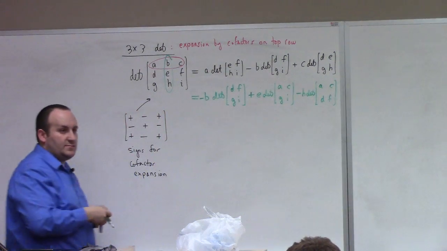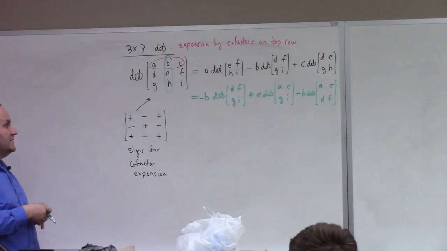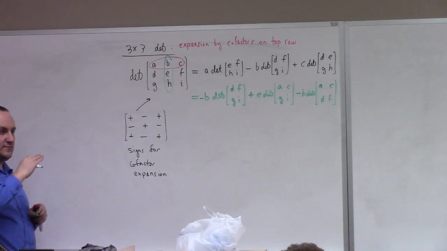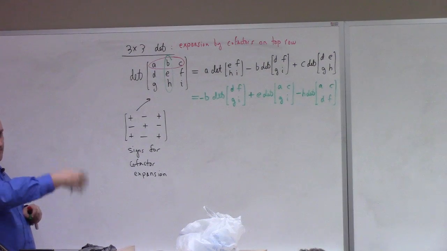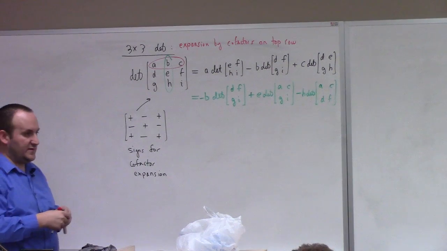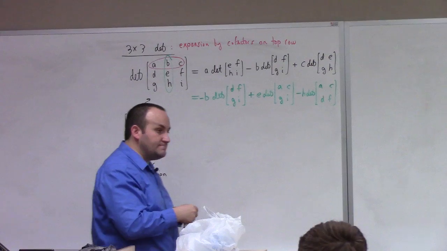Again, this is what's called Laplace's expansion by minors. You got many choices, right? You can expand on row 1, row 2, row 3, column 1, column 2, column 3. There's six possible expansions by minor.